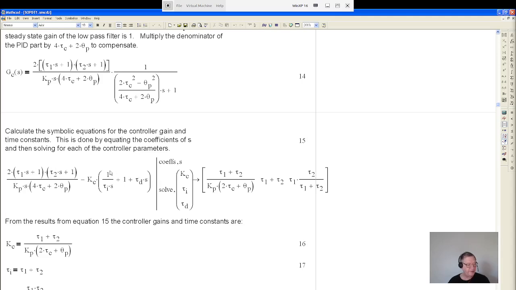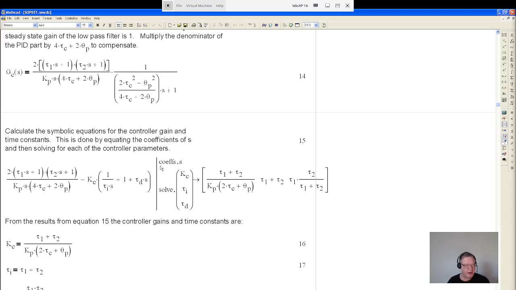Transfer function, and this is the ideal controller transfer function. What we need to do is solve for this Kc, the Kc here, and the TI and the TD, or tau D, tau I. Basically, this is solving three equations and three unknowns.